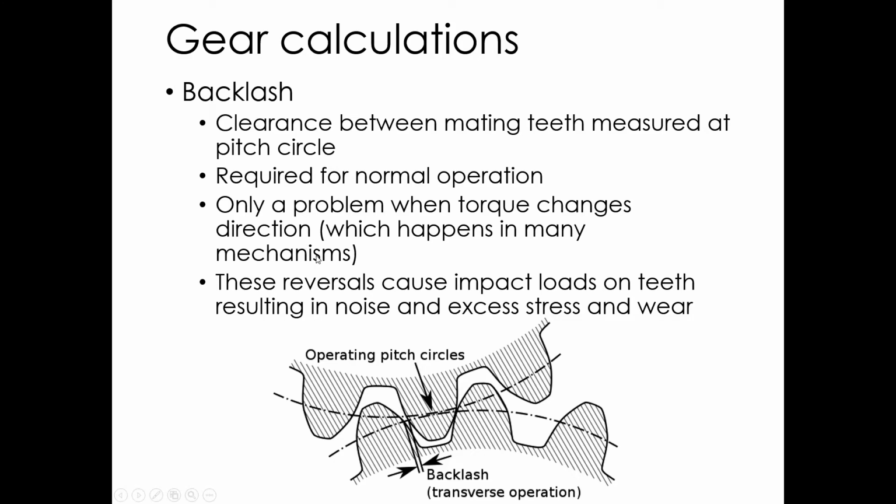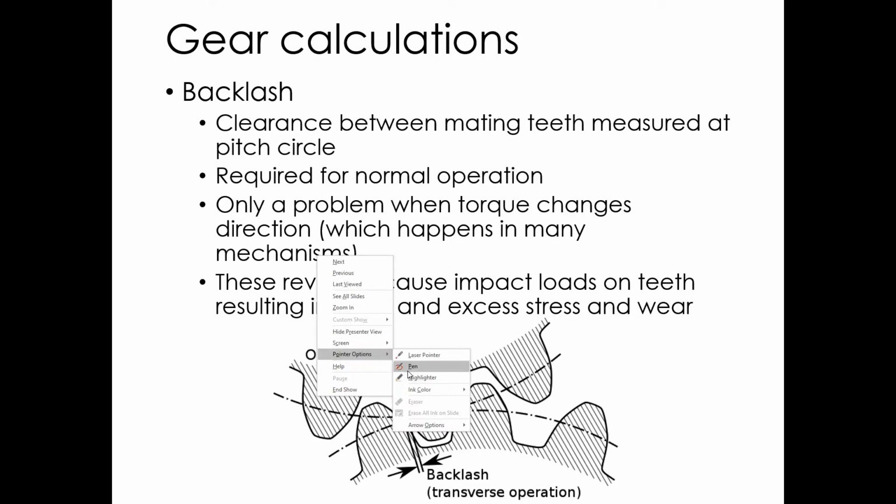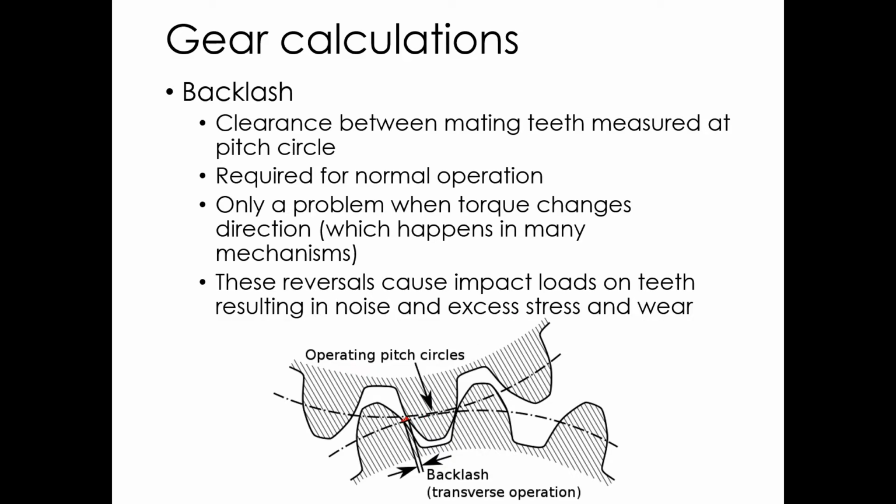Backlash is this distance right there. And there's got to be some backlash for involute gears. Now for cycloidal, it's a different thing. The way they operate, backlash isn't important. But for involute gears, you need a little bit of backlash. It's required for normal operation. You don't want to get completely rid of backlash. There's some applications where you want to try to minimize it, but each gear set needs some backlash to operate. So backlash is only really a problem when you change direction.